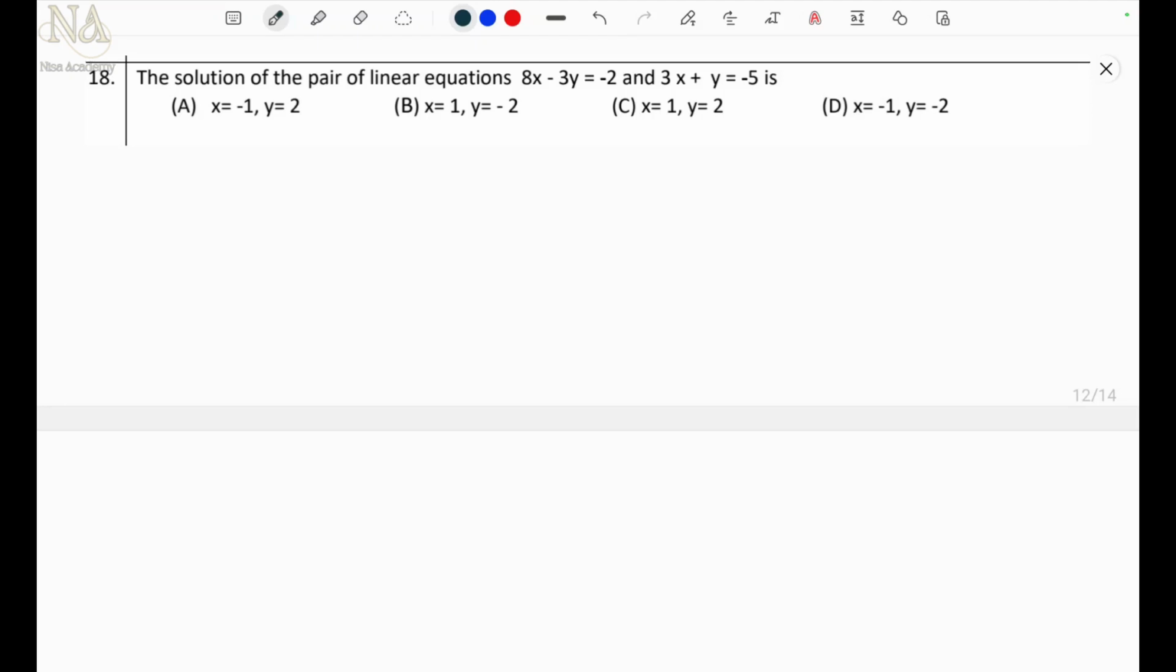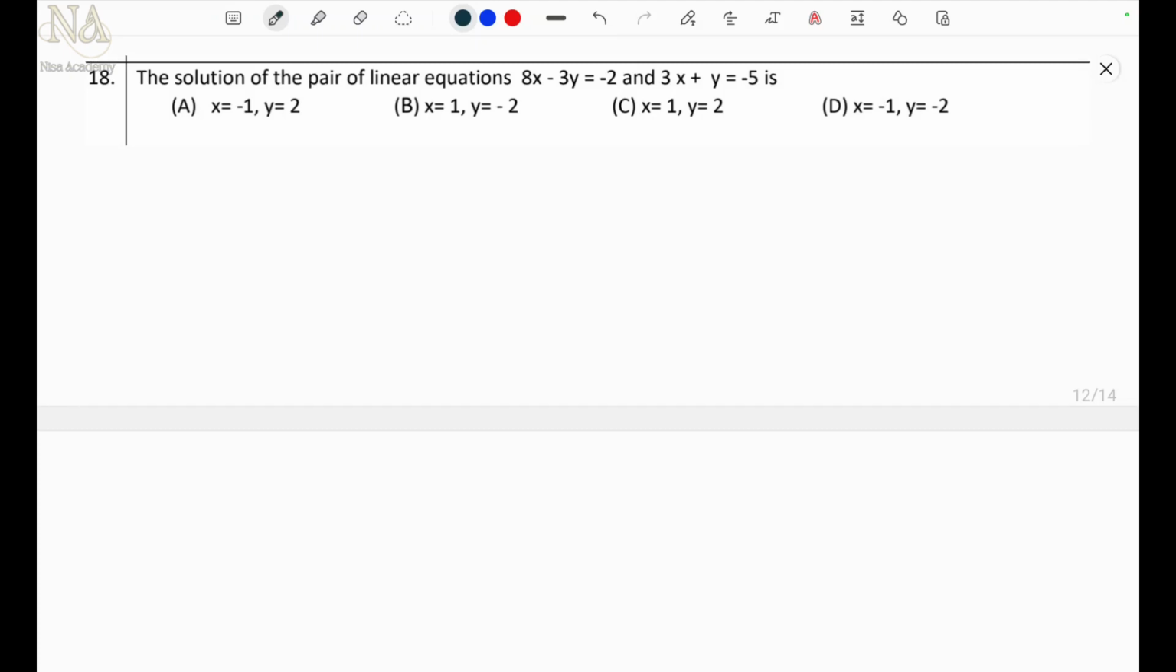18th problem: the solution of the pair of linear equations 8x minus 3y equal to minus 2 and 3x plus y equal to minus 5 is. So you have studied different methods to solve these equations: elimination method, substitution method, cross multiplication method, right? You can choose any of those, or the other way is substituting the options one by one in the equations, and checking which option satisfies your equations.